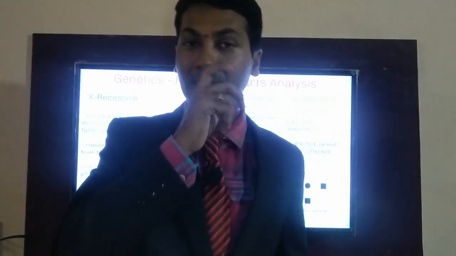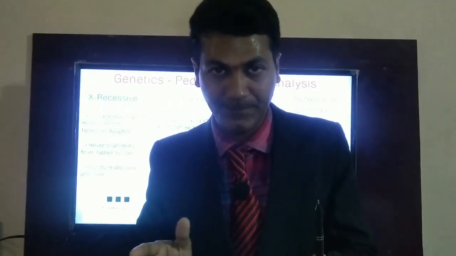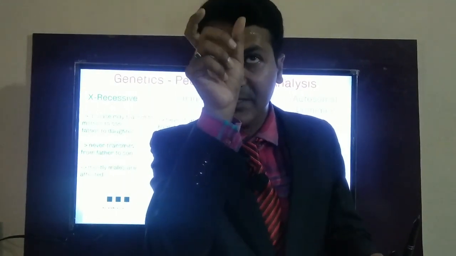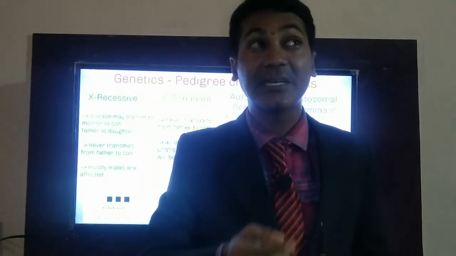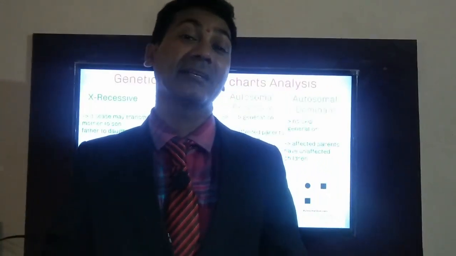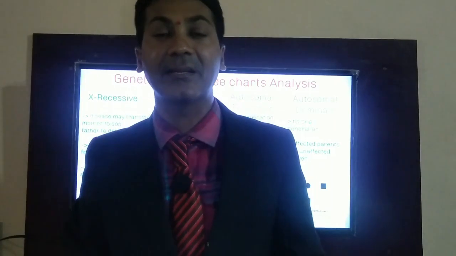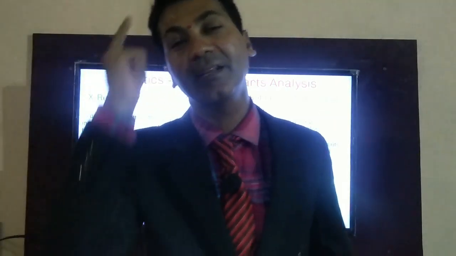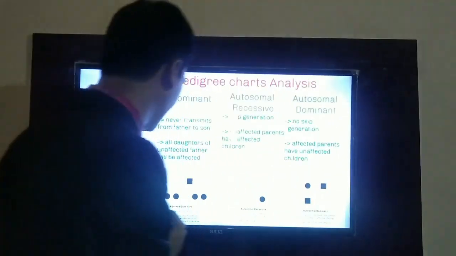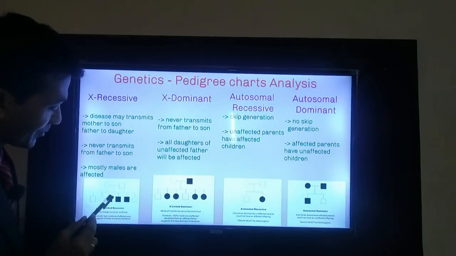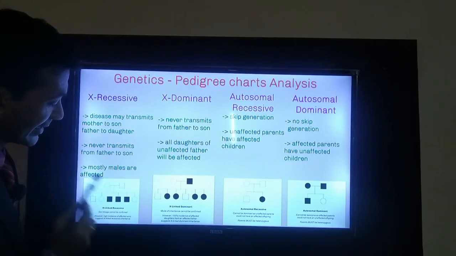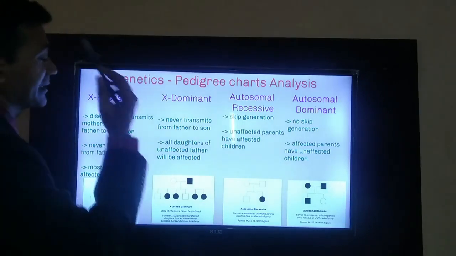Now, clear? First see the flow chart. If in the flow chart unaffected parents have affected children, then just assume it comes under recessive. Now you have to decide whether it is autosomal recessive or X-linked recessive. Now see the progeny. If most of the sons, most of the males, are affected, then it is X recessive. Now see here in the flow chart, unaffected parents produce the progeny, and most of the male children get affected, so it comes under X recessive.